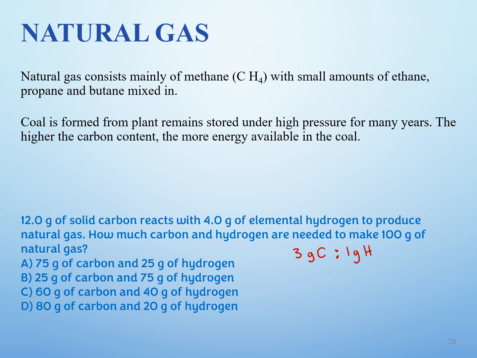That's if we were doing a total of 4. And if we had a total of 16, it would be 12 grams of carbon to 4 grams of hydrogen. How did I know that? I just took 12 divided by 4, so I got the ratio 3 to 1. Then I have to break this into 4 pieces: 100 grams broken into 4 pieces. Each piece is going to be 25 grams. So I'll have 25 grams of hydrogen, and the leftover will be 75 grams of carbon. So I would pick my answer to be A.